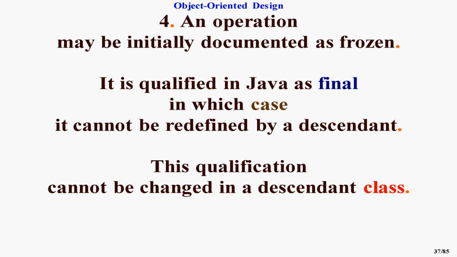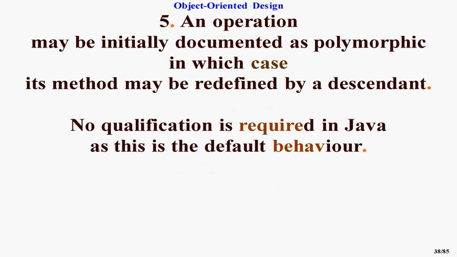4. An operation may be initially documented as frozen. It is qualified in Java as final, in which case it cannot be redefined by a descendant. This qualification cannot be changed in a descendant class. 5. An operation may be initially documented as polymorphic, in which case its method may be redefined by a descendant. No qualification is required in Java as this is a default behavior.